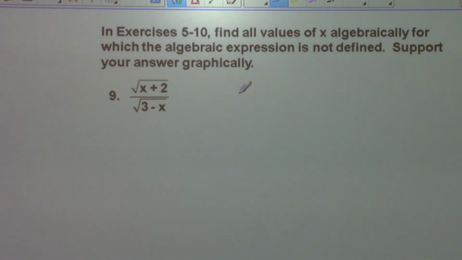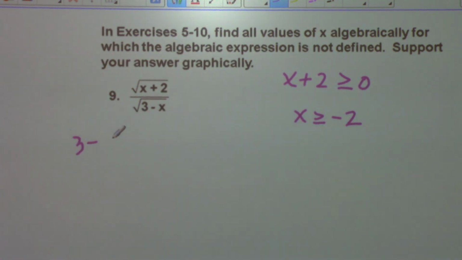Greater than or equal to 0. So this one right here, x plus 2 is greater than or equal to 0. Would that be one thing? Yes. So therefore, x has to be greater than or equal to -2. So that's one condition, but do we have another condition involved here? The bottom. The bottom, right? And so how do we take care of that?